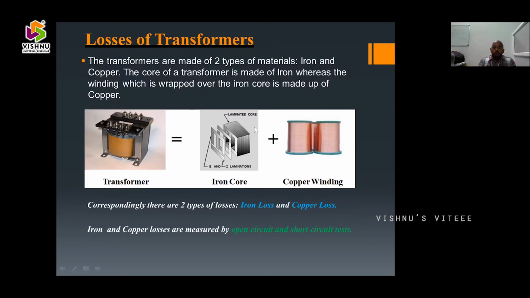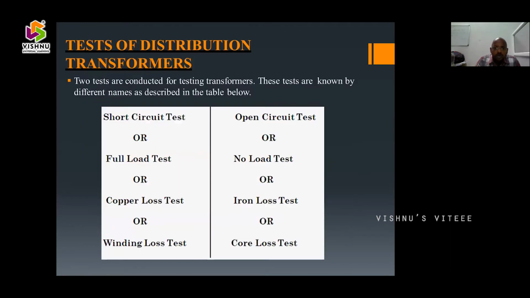Now we go to the second slide. The tests of a distribution transformer. Generally, two tests are conducted for testing of a transformer. These tests are known by different names as described below. The first one is the open circuit test. The open circuit test is operated under open circuit mode, meaning we are conducting this test without applying any load on the transformer. That's why another name for the open circuit test is the no load test.